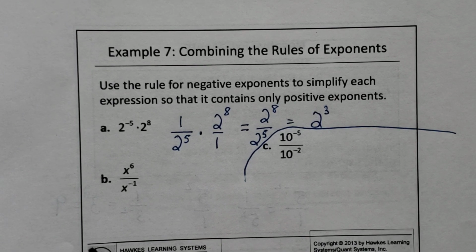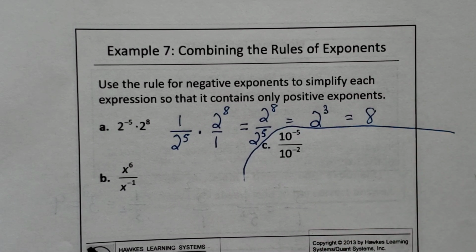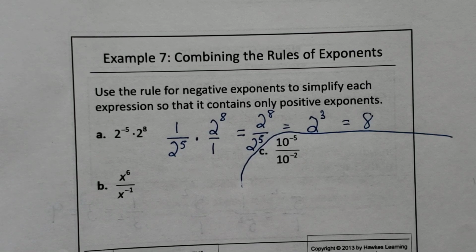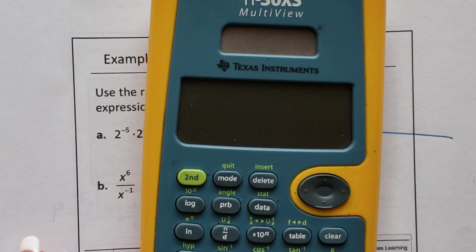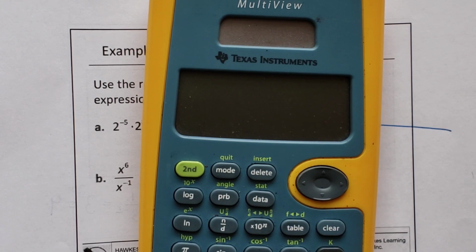Well, that's not a variable, so my calculator will do that problem. And 2 to the 3rd power is 8. Now, the neat thing about this calculator and this math problem is that you can literally do this whole entire math problem in your calculator.